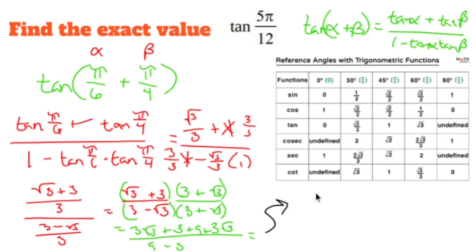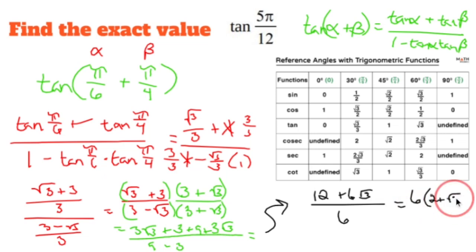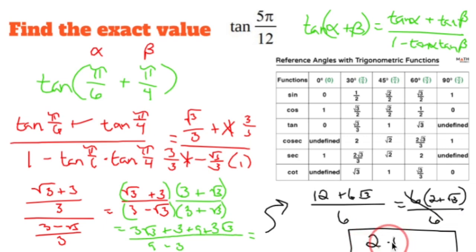3 plus 9 is 12. 3 root 3 plus 3 root 3 is 6 root 3. And then 9 minus 3 is 6. I can factor out a 6 on top, so that makes this 6 times 2 plus root 3, over 6. The 6's cancel out, and at the end of the day, I have 2 plus root 3.